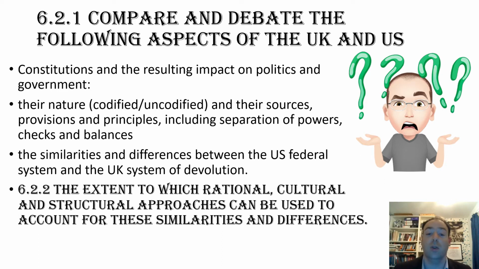Similarities and differences between the US federal system and the UK system of devolution, so we'll look at that as well. And then finally, the extent to which rational, cultural and structural approaches can be used to account for these similarities and differences. And obviously that's the key bit in case it turns up in question 2, which is the 12-mark question that requires you to use these different approaches, the cultural, rational and structural approach in terms of accounting for these things.